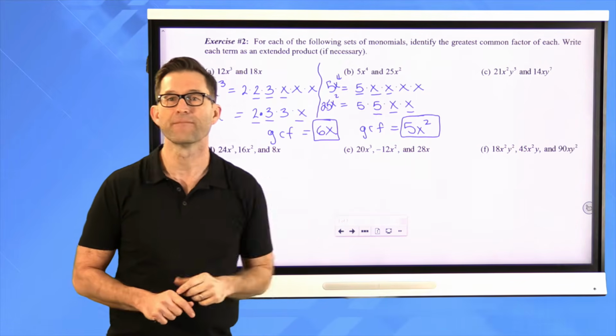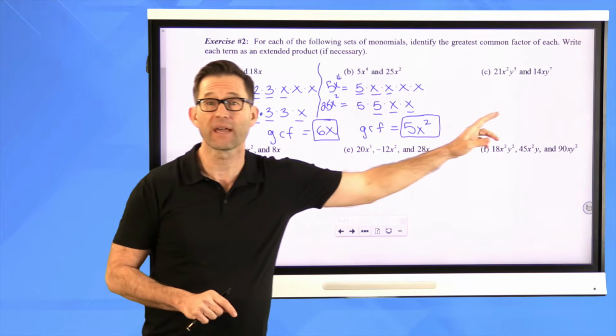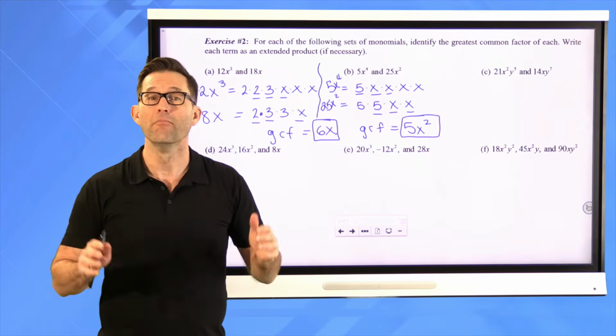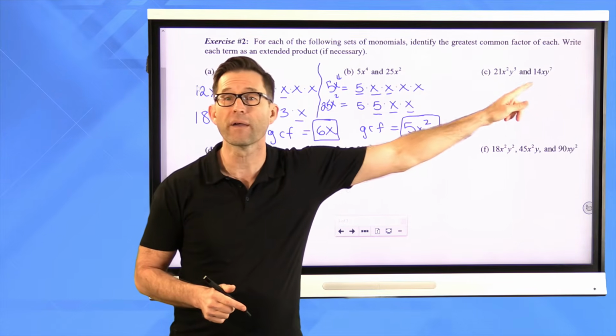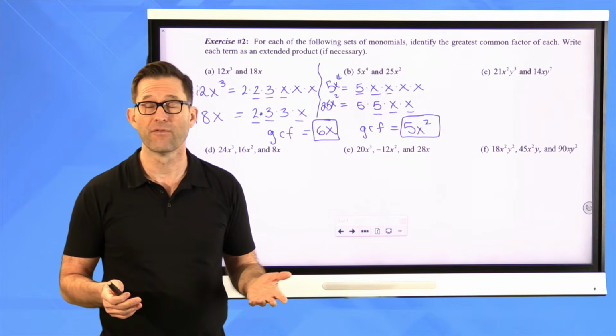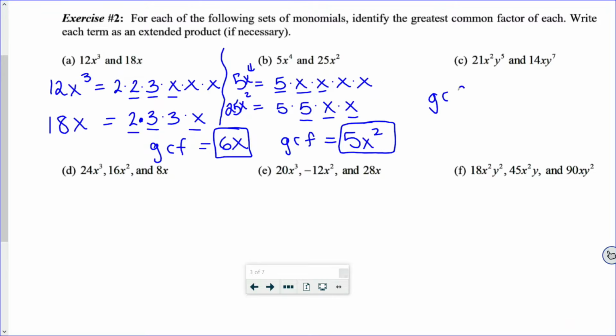Let's take a look at letter C. Here we have 21x squared y to the fifth and 14x to the first y to the seventh. Very, very important in that second one to realize that's x to the first and y to the seventh, not x times y, both raised to the seventh. All right, so the first thing I'm going to do is think about my 21 and my 14 and what the largest number is that divides into both 21 and 14. That's probably pretty obvious. The biggest number that divides into both 21 and 14 will be 7.